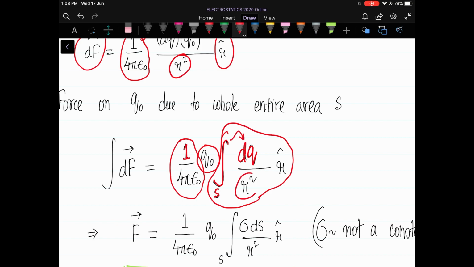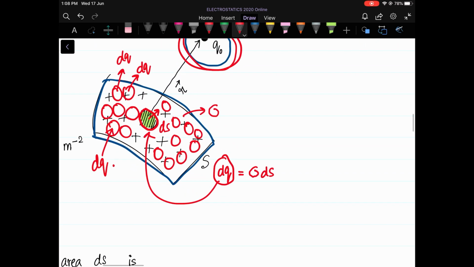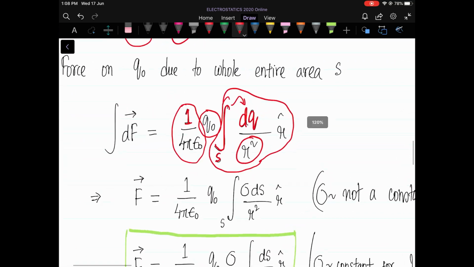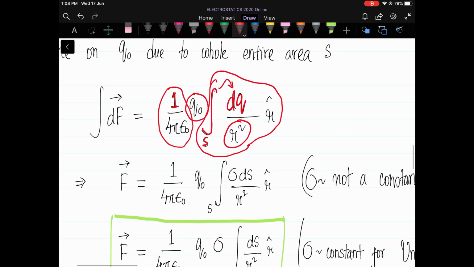And of course this r, as I told you earlier, will not be constant, because if I take the dq here, the distance between these two charges will not be r anymore, but it will be some different r. Hence your r and your r cap are not constant. So they stay inside the integration. Now again this dq can be replaced in terms of its density by writing sigma into ds.